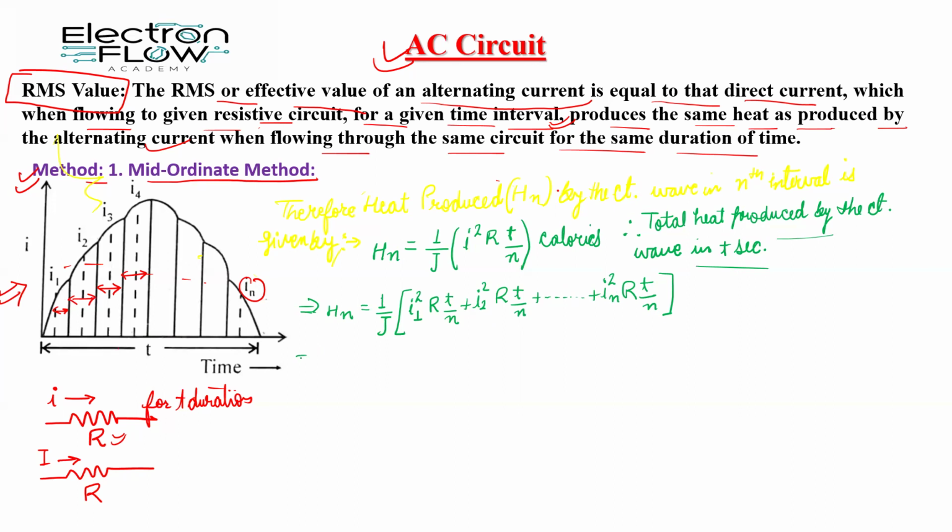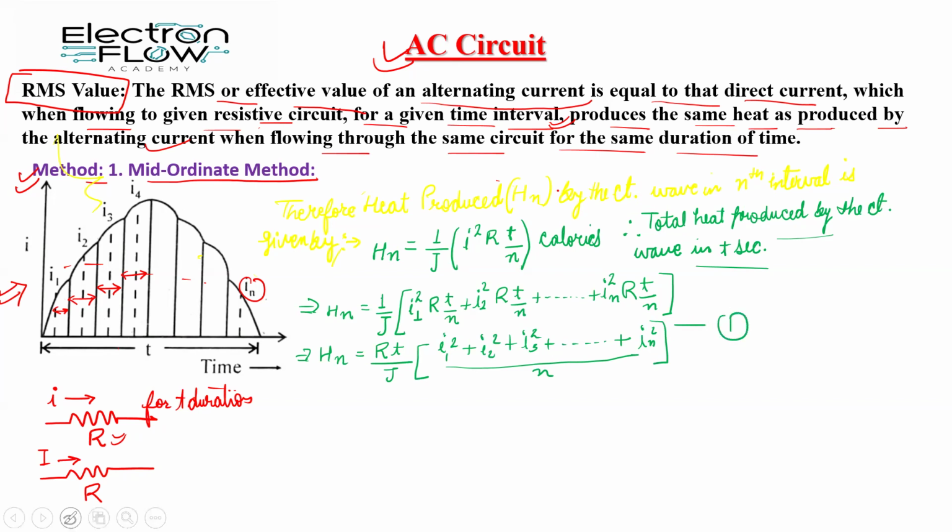We can rewrite this equation by taking R common. The equation now looks like H is equal to R T by J multiplied by I1 square plus I2 square plus I3 square plus up to In square, divided by n. This is our equation number one.